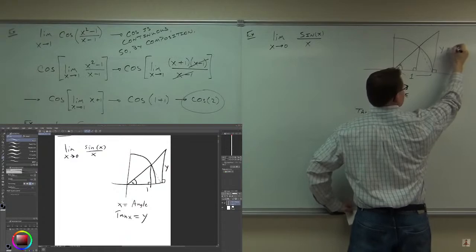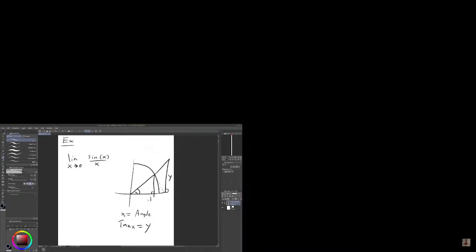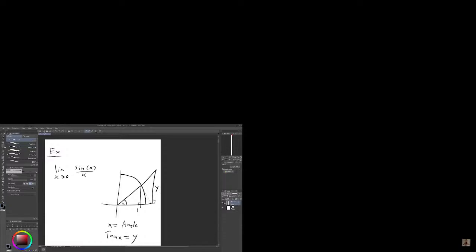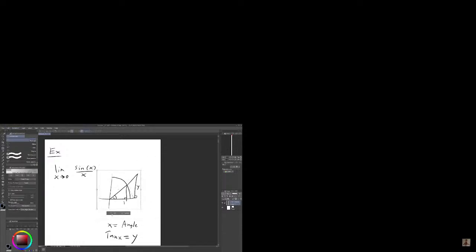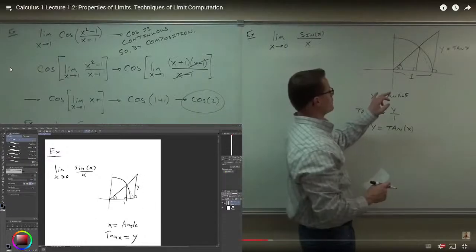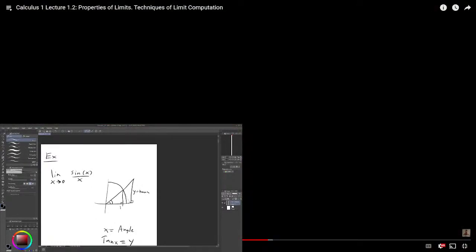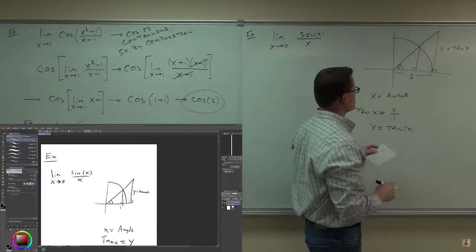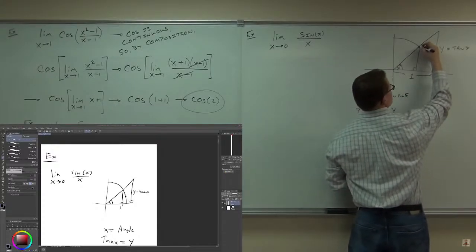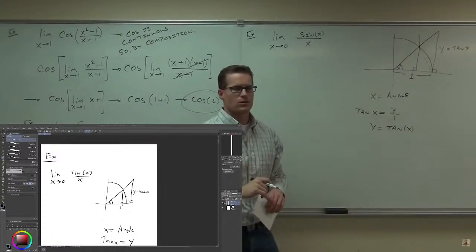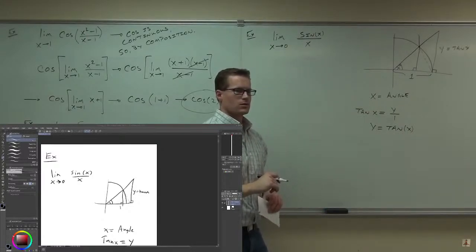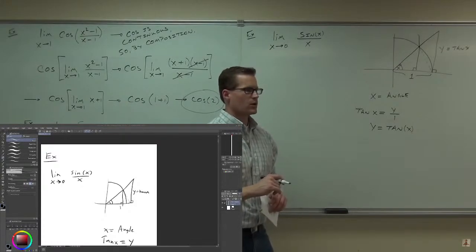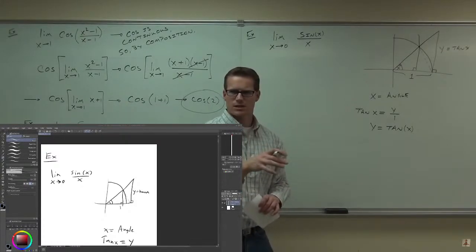So this equals tan x. What's this point though? One more thing, we also need this distance, and we need that distance right there. What's the coordinate on a unit circle? Is it sine, cosine, or cosine, sine?